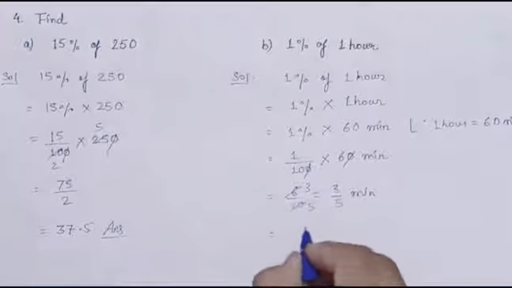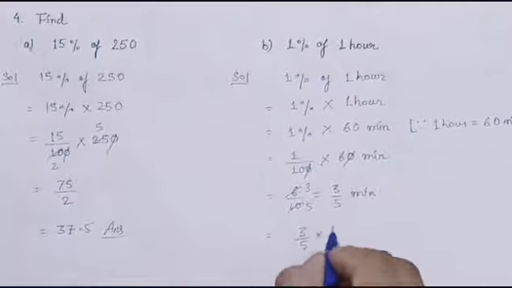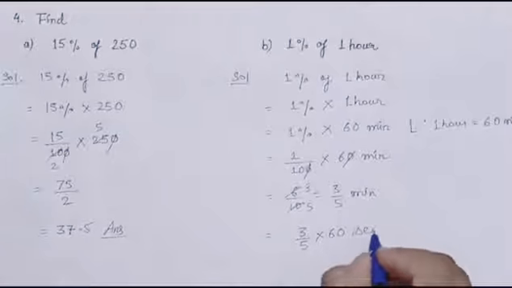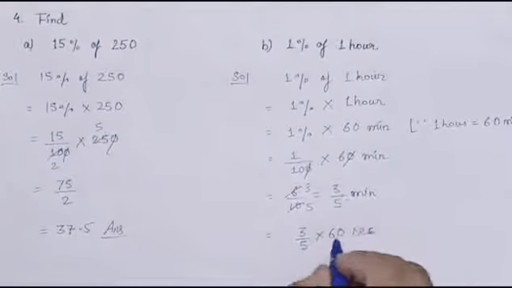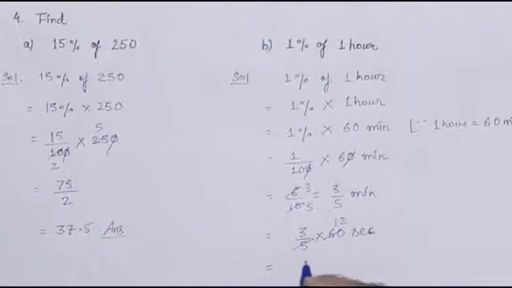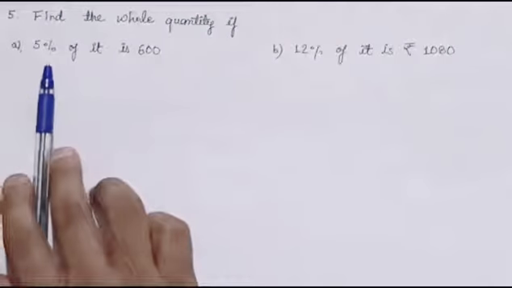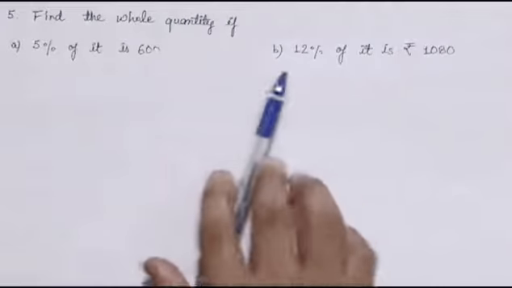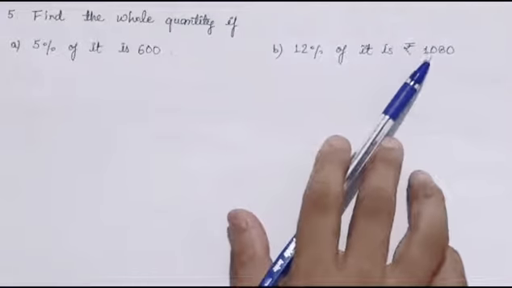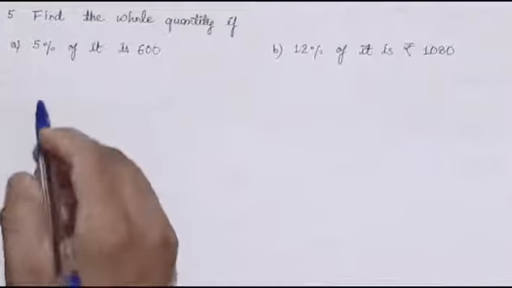Or we can also write 3 by 5 into 60 seconds, because you know 1 minute contains 60 seconds. So 5 12 times and 12 into 3 is 36 seconds. So this is the required answer, either 36 seconds or 3 by 5 minutes. The next question we have, find the whole quantity if 5% of it is 600 and 12% of it is rupees 1080. So let us solve each of these one by one.